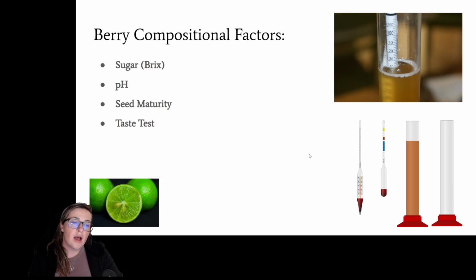Okay, so compositional factors that we look for, we did talk about this in class, but we'll cover it again. Sugar, which is Brix content, pH, seed maturity, and taste test. We're also going to do a titratable acidity lab in this class because that is a component that buyers of grapes would want to know before they harvest as well.